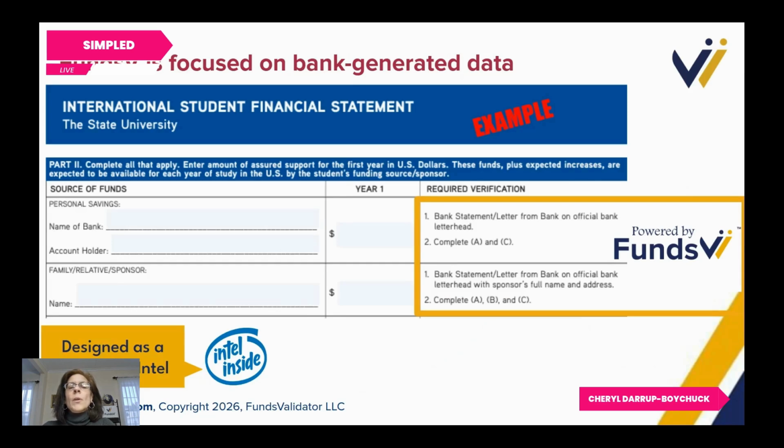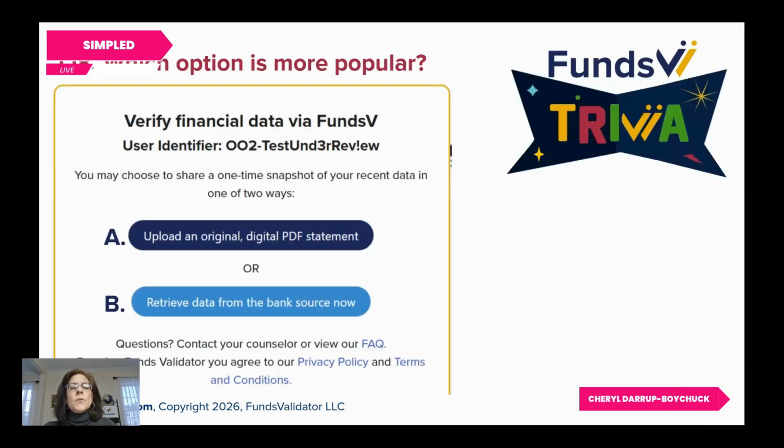Our goal is to replace requests to upload easily manipulated paper-based bank statements. We help elevate genuine applications by empowering students and their sponsors to authenticate their bank data through proven technology in global financial services. So students or sponsors may choose to share a one-time snapshot of recent bank data in one of two ways: by uploading an original digital PDF statement or by retrieving data from the bank source in real time. Which option do you think is more popular?